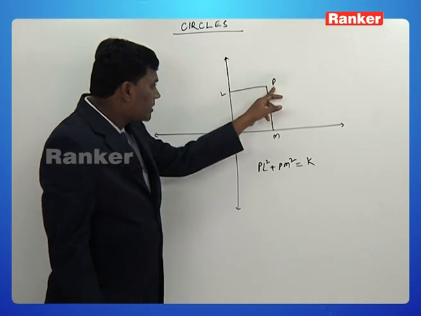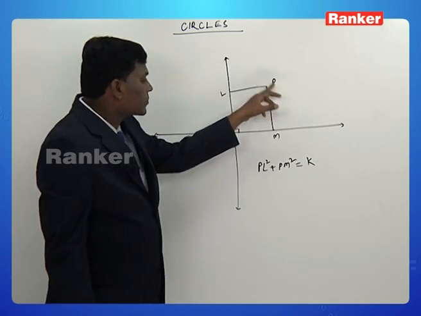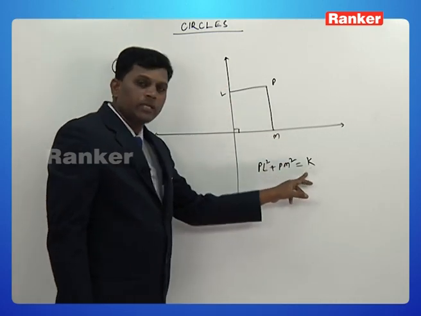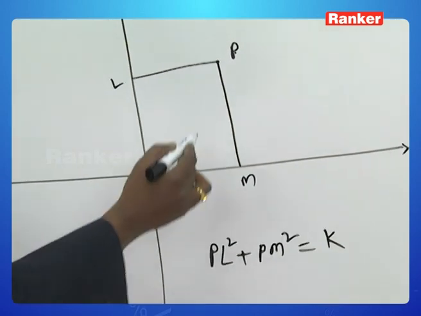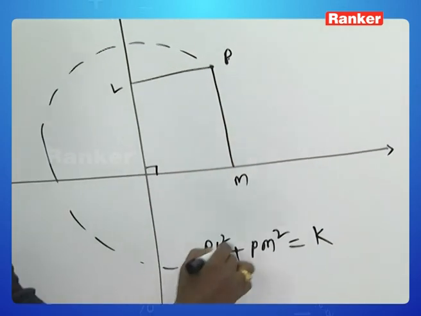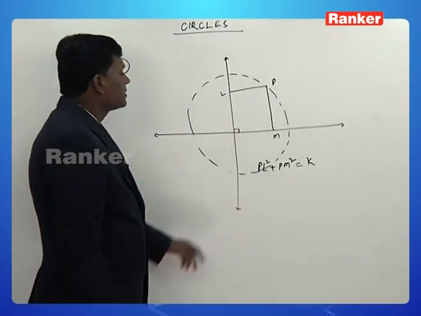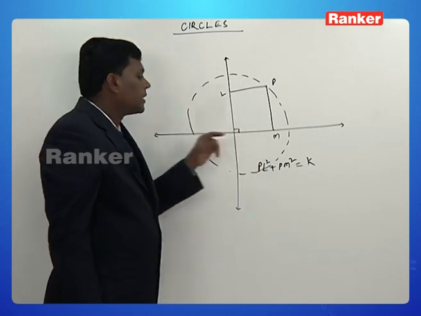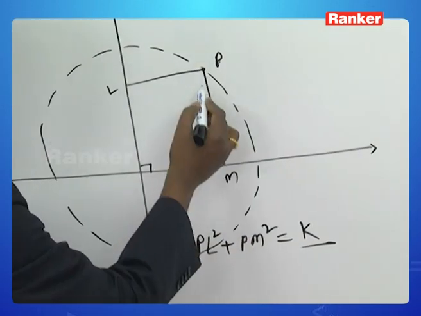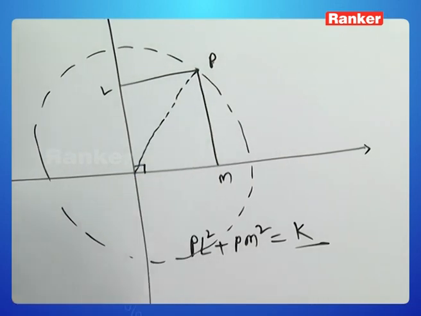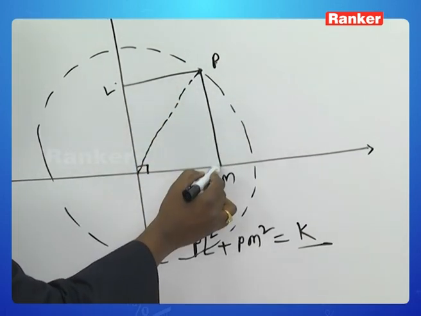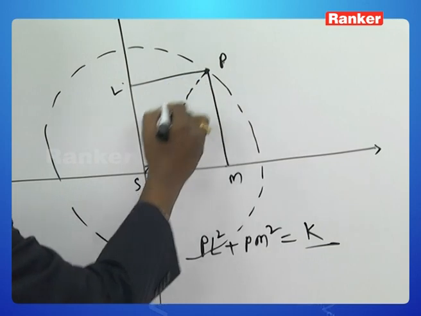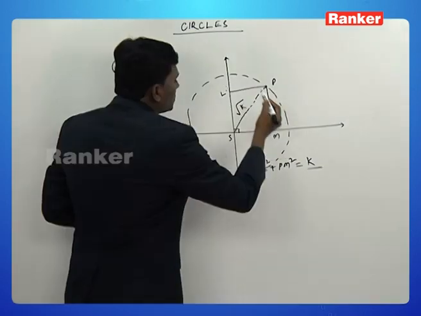Whenever a variable point is moving such that the sum of the squares of its distances from two perpendicular lines is always a constant K, then the locus of this point can also be taken as a circle with the center as the point of intersection of these two perpendicular lines and radius as the root of this constant given, because PL square plus PM square is given as K, which is equal to this SP square, then SP distance will become root K.